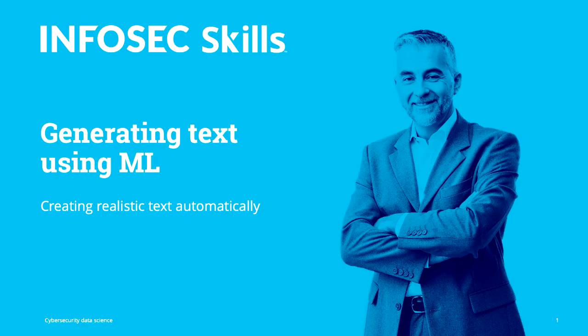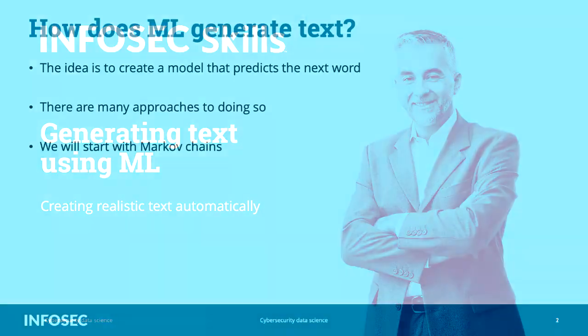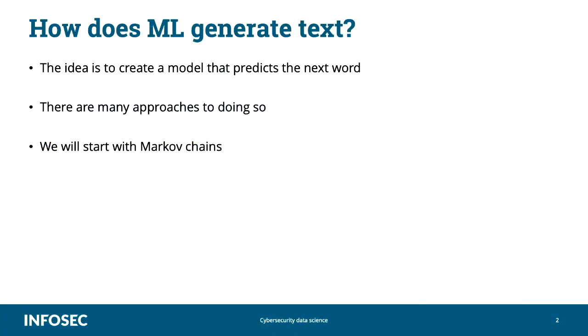In this lesson, we are going to learn how to generate realistic text using machine learning. So how exactly does machine learning actually generate text? Certainly it's not magic. The idea is to create a model that will predict the next word and then use the prediction to sample and thus generate text.